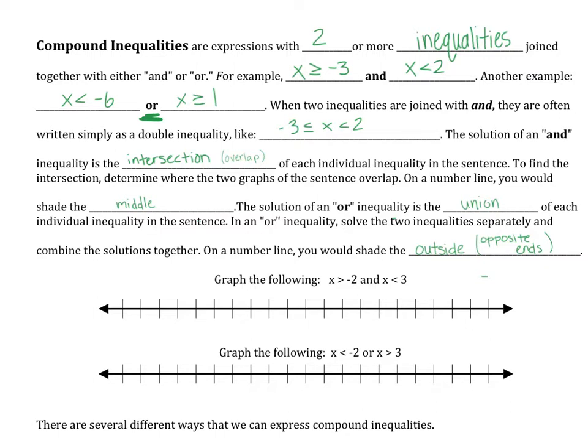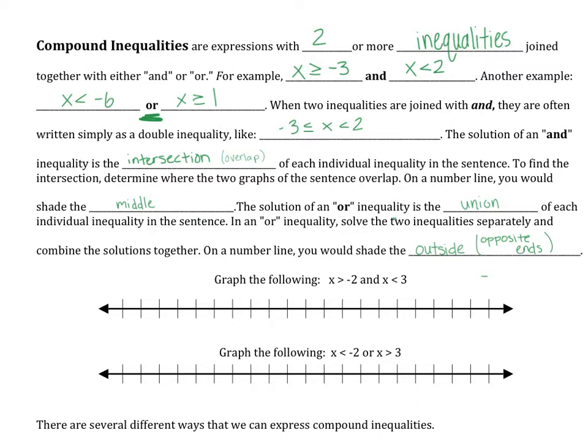For "and" inequalities, the solution is an intersection, or where the graphs of these inequalities would overlap. To find the intersection, determine where the two graphs of the sentence overlap. On a number line, you would shade the middle. So the intersection is the middle of the two points. You would have two points, and the shading would go in between.